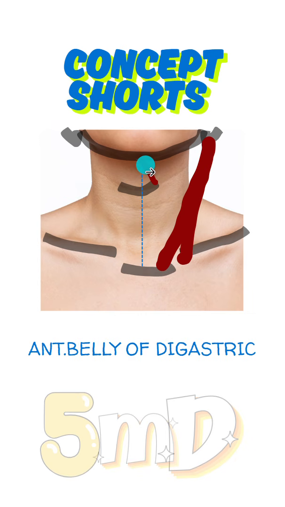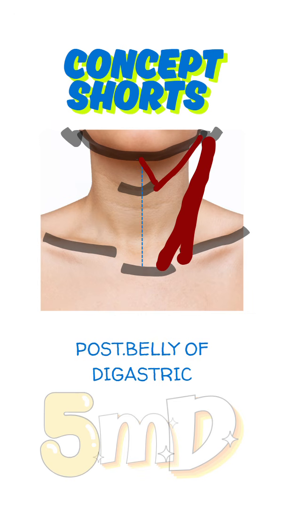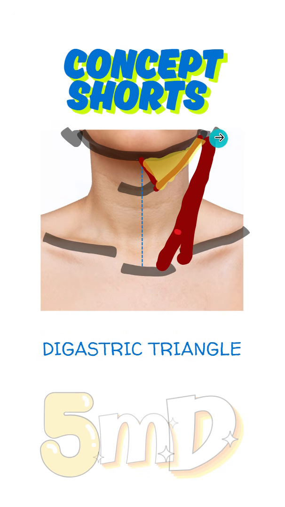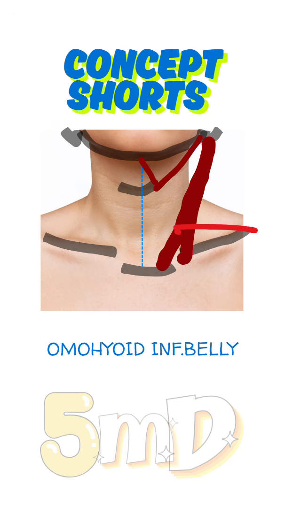Coming to the anterior triangle, you have a small muscle here. We'll see the compartments of the anterior triangle now. This whole space is the anterior triangle. So this muscle is the anterior belly of digastric, and this is the posterior belly of digastric. So this space will obviously be the digastric triangle.